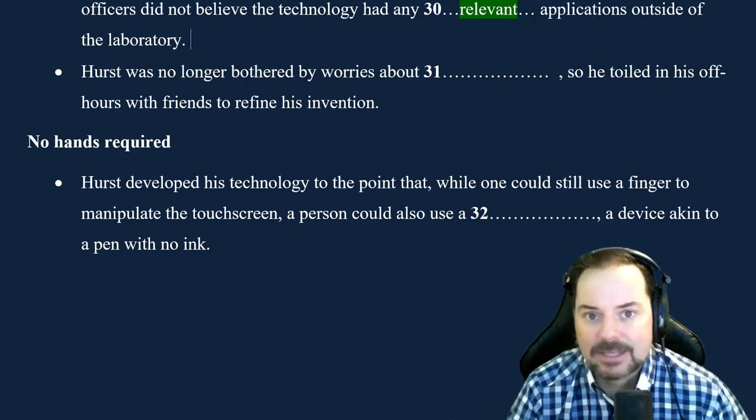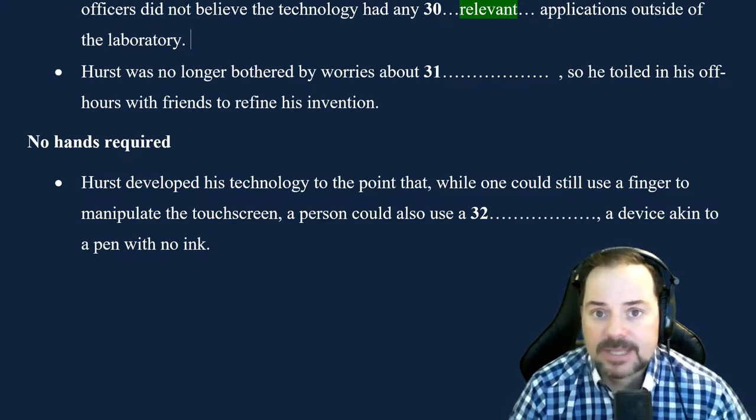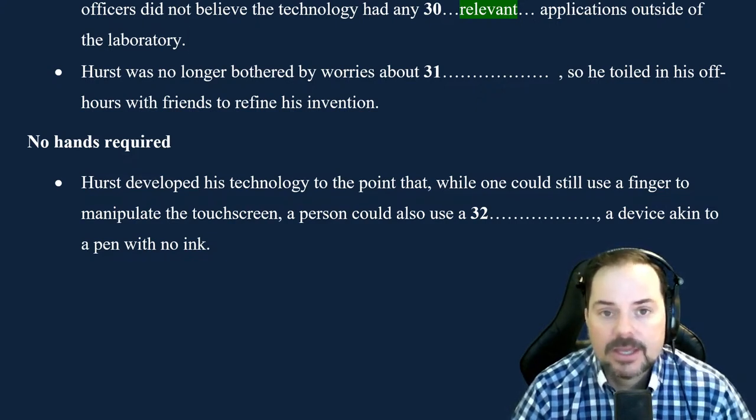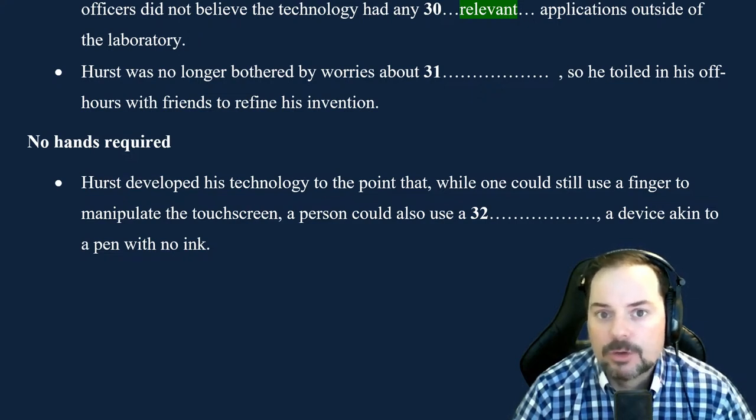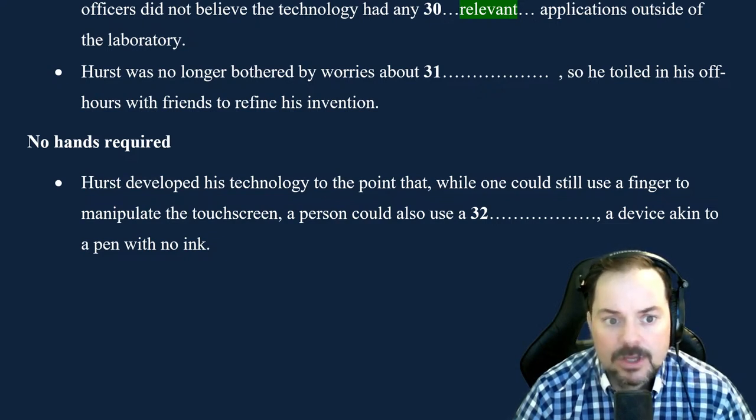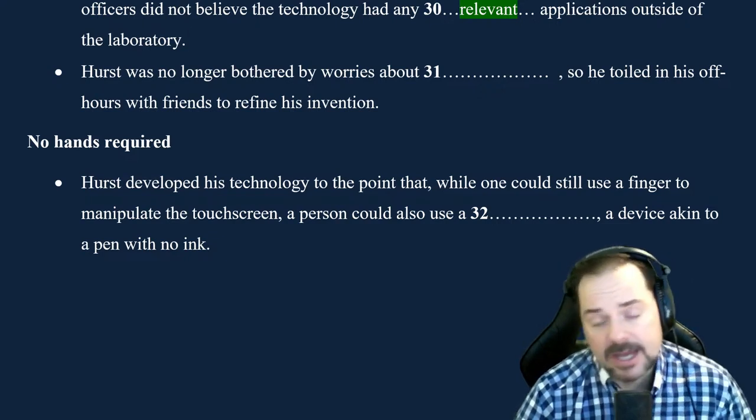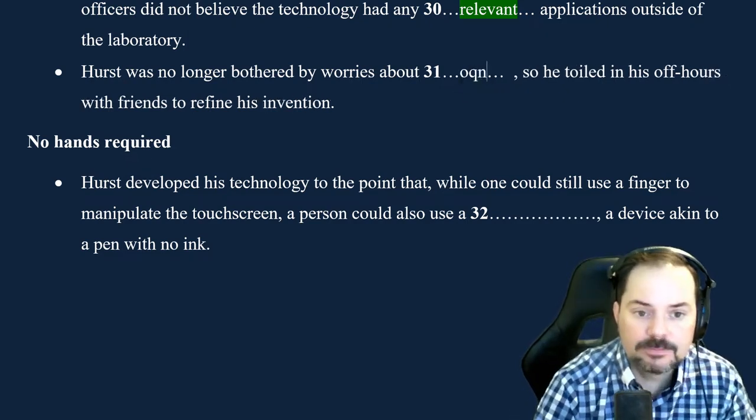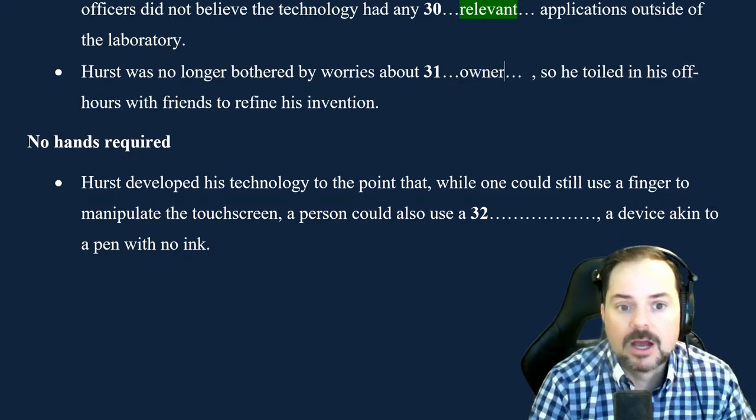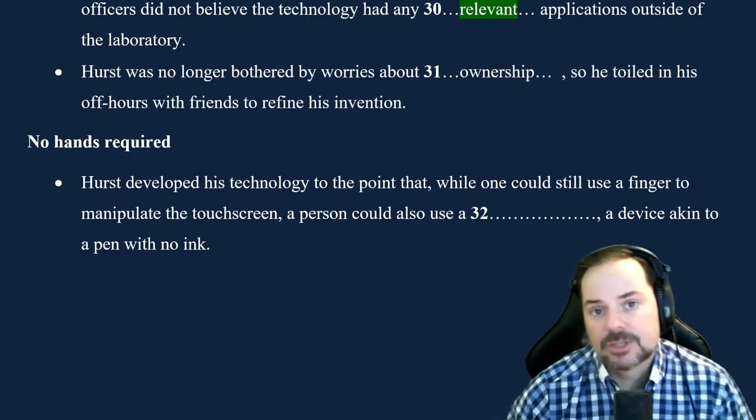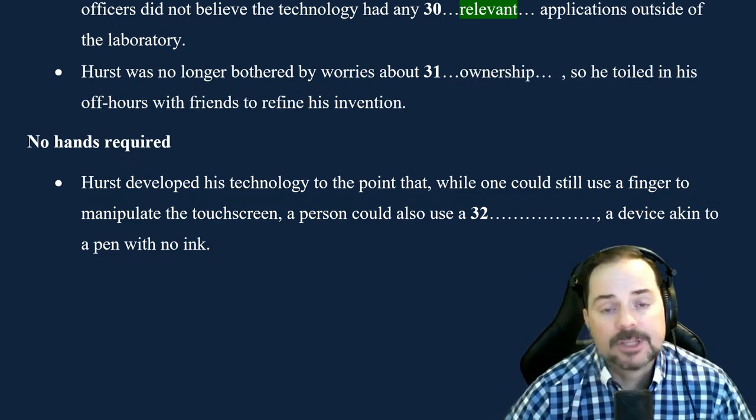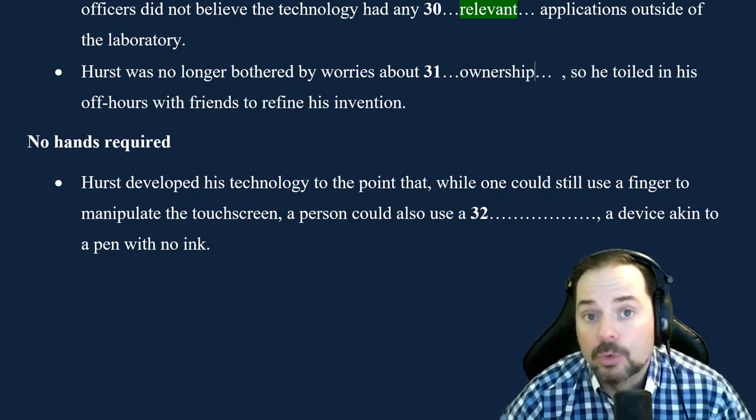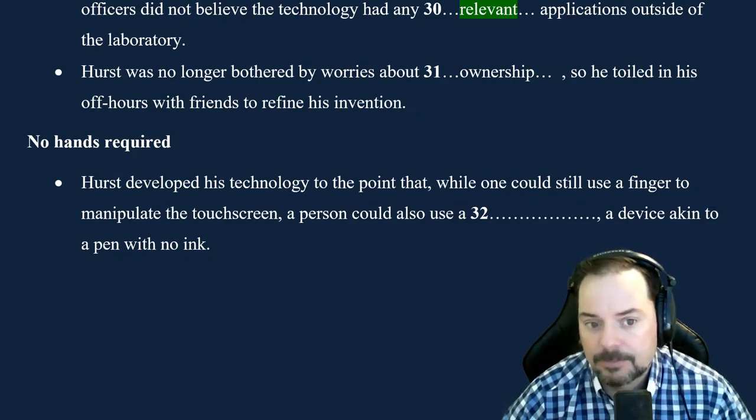When somebody gets a patent, it means they're protected legally by law. And remember the University of Kentucky, they wanted ownership of this technology. Do you remember that, Chayani? Yeah, I remember. So if you asked me, Adrian, what do you think? I would say Hurst was no longer bothered by worries about ownership. So I would think the answer here is ownership. Like who owns it? You know that when you do a master's or a PhD, it's usually the university that owns your invention. Did you know that, Chayani? Yeah, I know that.